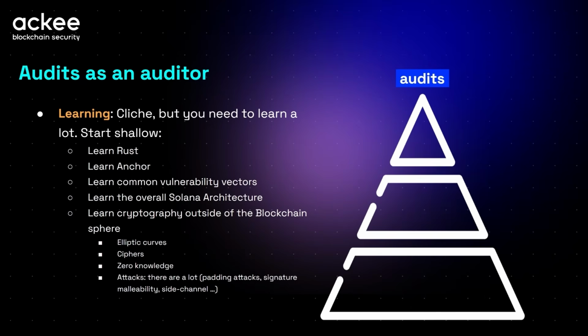For example, padding attacks, padding oracle attacks. For elliptic curves, there are possible signature malleabilities. There is a big portion of security about side channel attacks. And I'm not saying that you should be a professional in every one of these parts, but at least get familiar with this. And when you learn all of this stuff, you are getting better and better, and you are approaching the professional state of security.